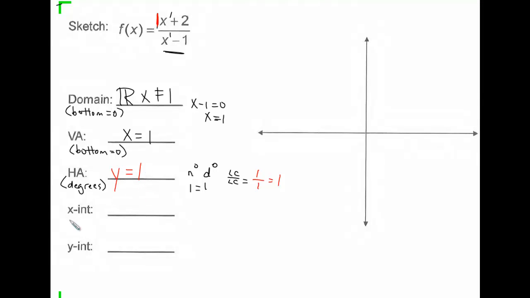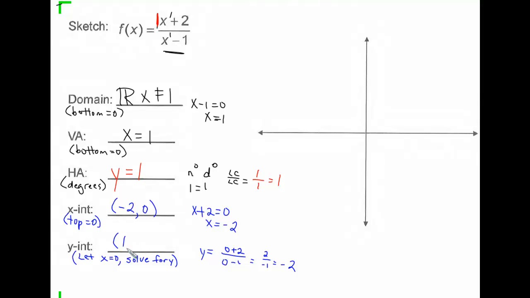For the x-intercept, we want to set the top, or the numerator, equal to 0 and solve for x. So the x-intercept is negative 2, 0. For the y-intercept, remember we just let x equal 0 and solve for y. So the y-intercept is 0, negative 2.